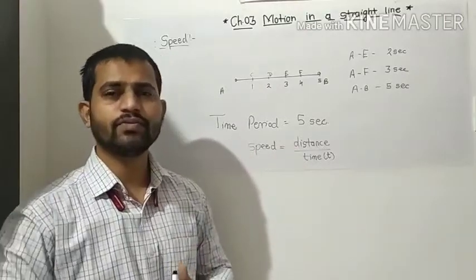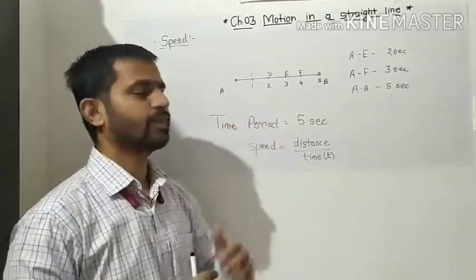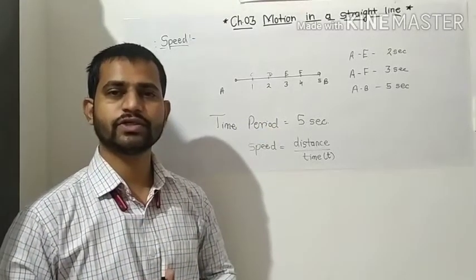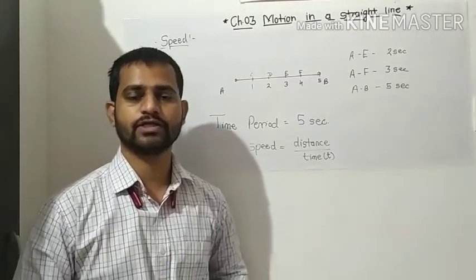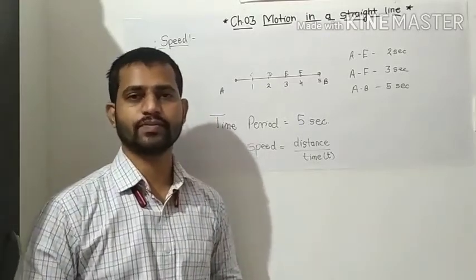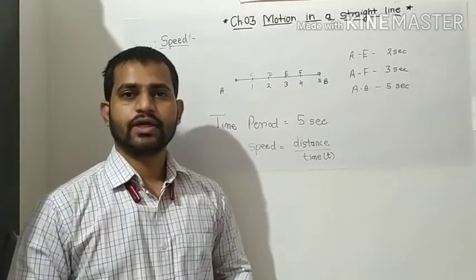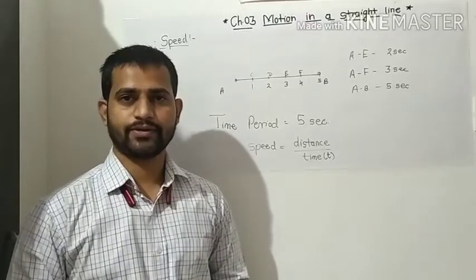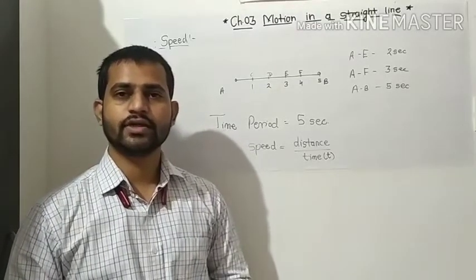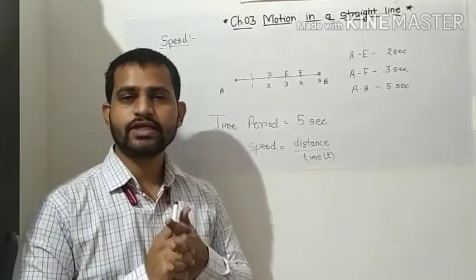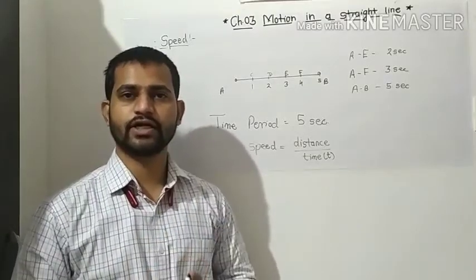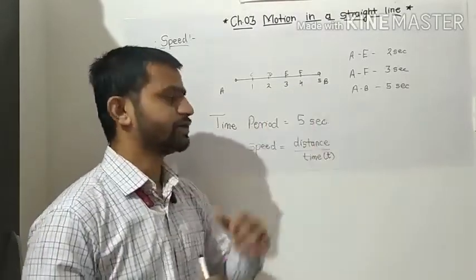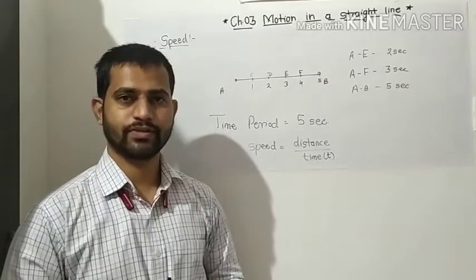Now, if you have to travel from A to B, then the smallest way is the straight line path. And as we know about displacement, it is the difference between the initial position and the final position measured along a straight line path. So if you are going by a straight line path, it is the displacement also.